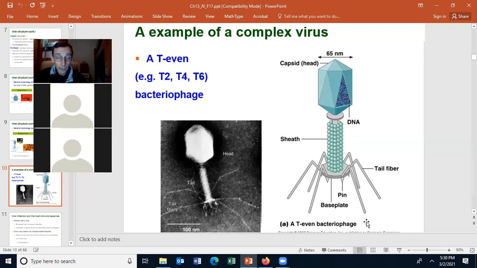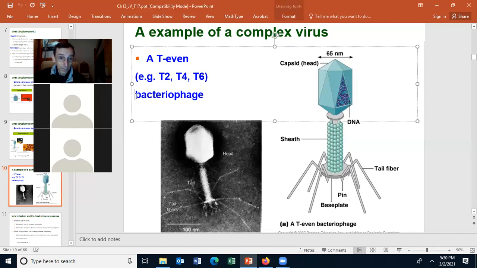Tails are frequently seen in bacterioviruses. By the way, bacterioviruses, we have a specific name for it. It's called bacteriophage. So all that means is bacteriovirus, a virus that infects a bacteria, the domain bacteria.